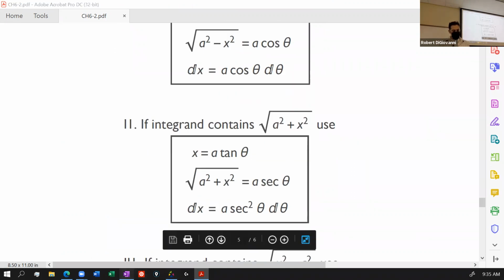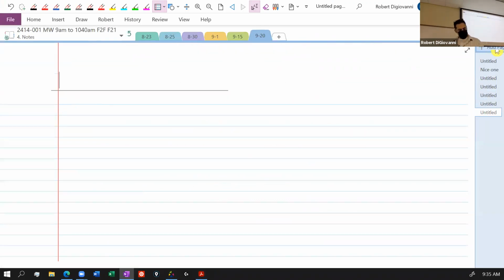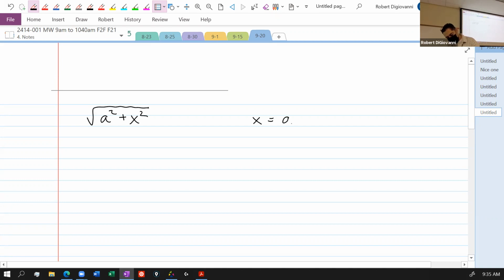I'll put this table back up, but let me motivate where it comes from. So we have square root of a squared plus x squared. So the question becomes, what is the substitution that we do for this? If it was a minus between those, we do a sine theta. X is a sine theta. Here, we do x equals a tan theta. Tangent.